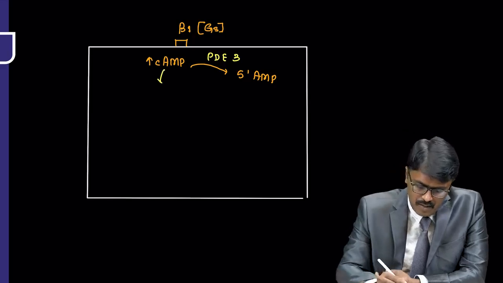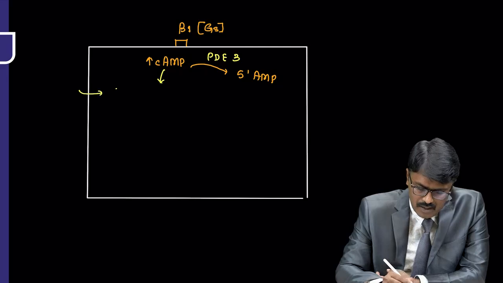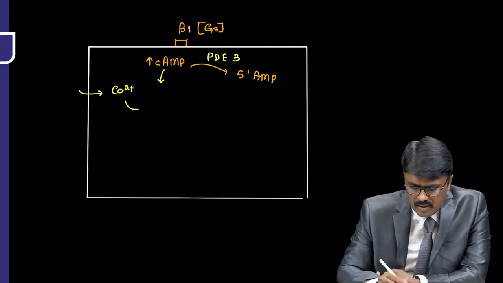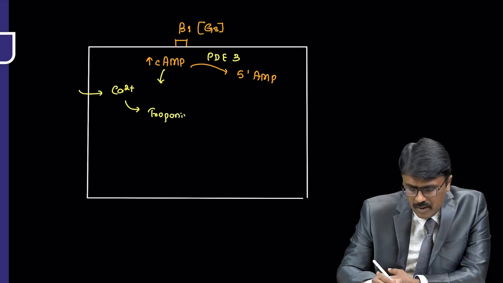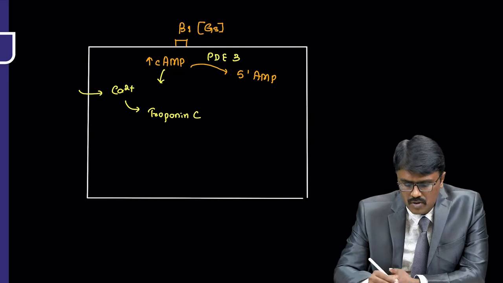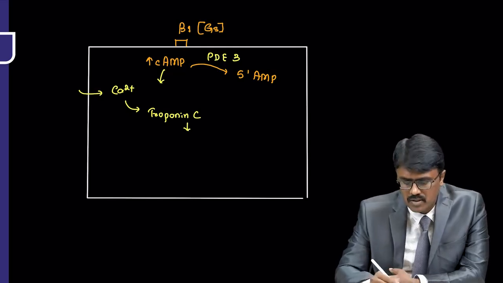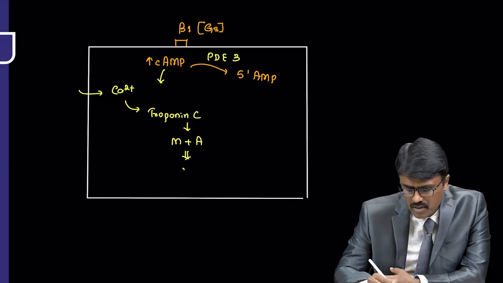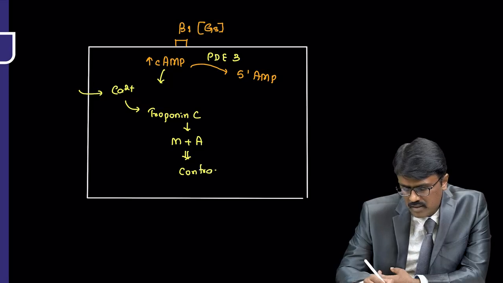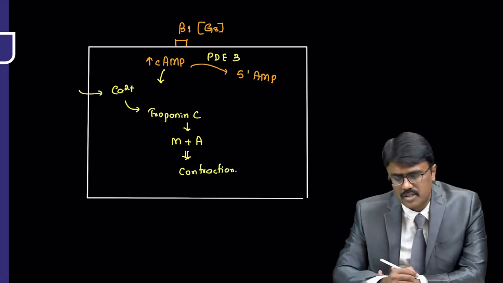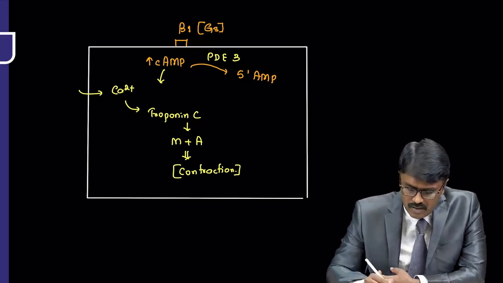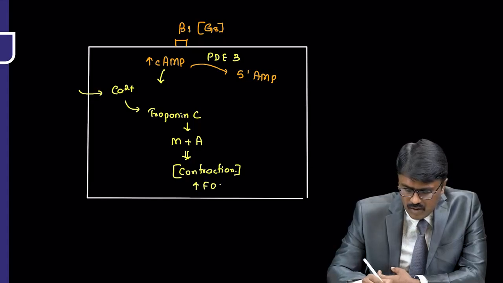What will cyclic AMP do? It will take calcium inside. So when the calcium enters inside, calcium will bind to troponin C. Now when it binds to troponin C, then the myosin and actin will combine and you see the contraction of the heart. That is, there is increase in force of contraction. So this is what we require. We need to increase the contraction, that is force of contraction.